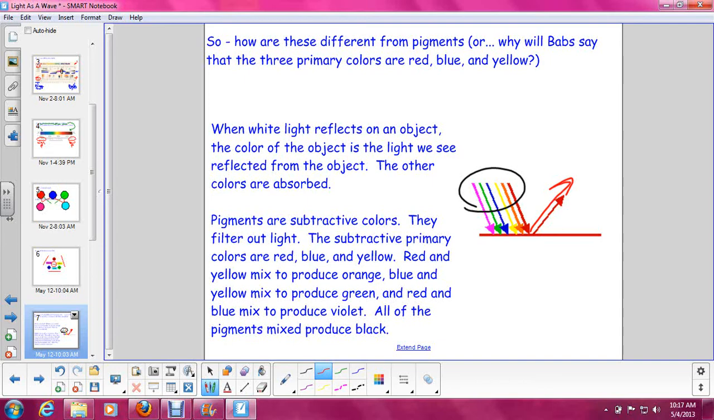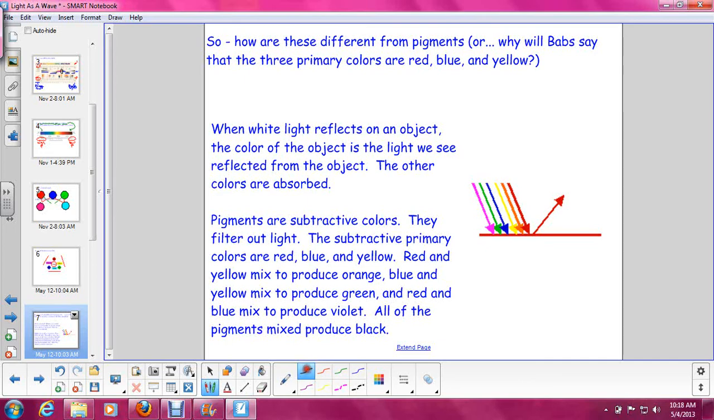It's the same thing with pigments. If you have red paint, that red paint is absorbing every color of the rainbow except red. And that's why we see it as red. So when you mix red and yellow paint together, you have a red light being reflected and a yellow light being reflected. And when you mix those together, you get orange. If you have blue and yellow paint, you have a blue light being reflected and a yellow light being reflected, and those will mix to make green. And if you mix red and blue, you get violet. And when you mix all of them together, you get black, because when you mix all of the colors together, none of the light will reflect.